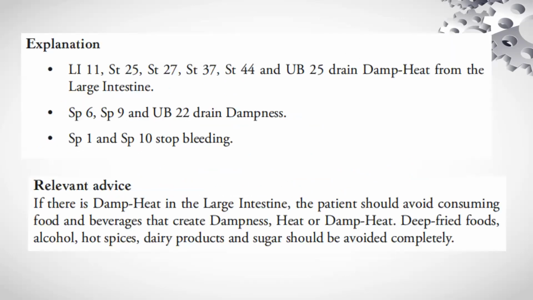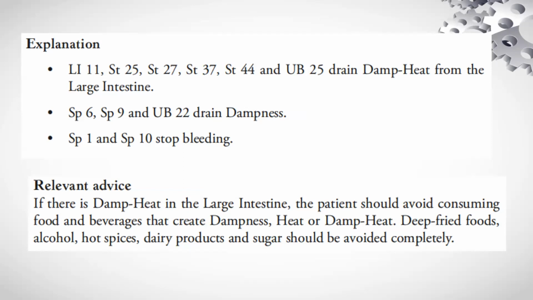LI 11, stomach 25, stomach 27, stomach 37, stomach 44, and bladder 25 drain damp heat from the large intestine. Spleen 6, spleen 9, and bladder 22 drain dampness. Spleen 1 and spleen 10 stop bleeding.